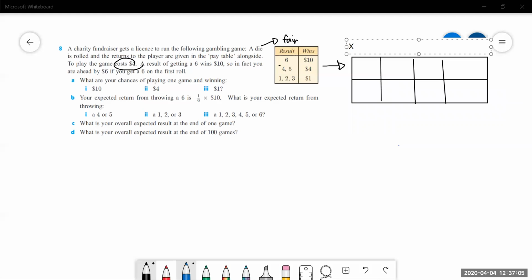Yeah, because we have to define what X is first. What is X in this case? X is the returns from playing one game. Returns of playing one game means I roll the die once, and my X values are all returns. Previously I had 6 rolls and wanted to write 1, 2, 3, 4, 5, 6, which is incorrect. By right, the first row should have been $1, $4, and $10, as there are only 3 possibilities.